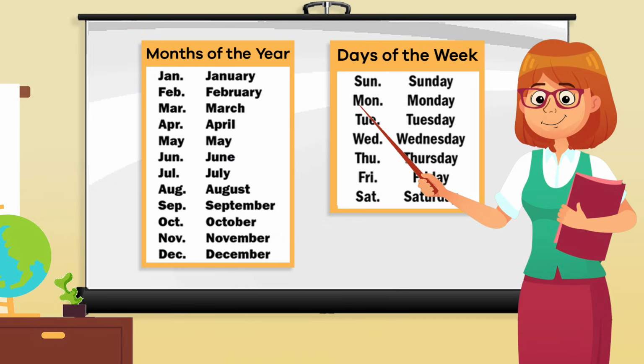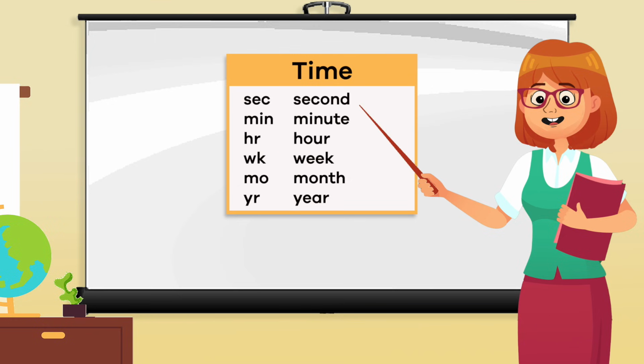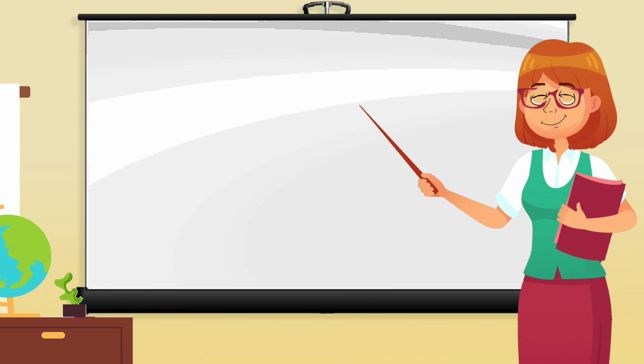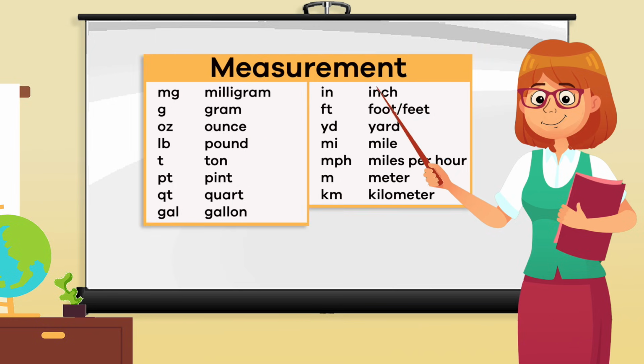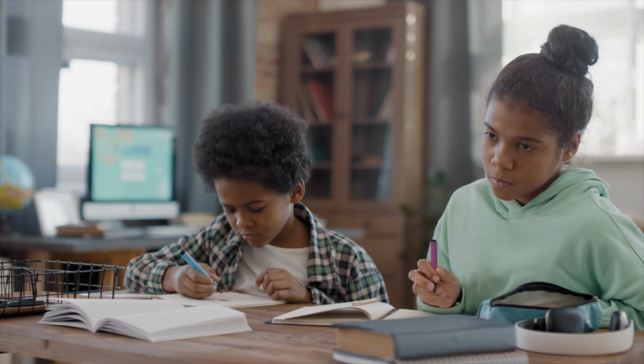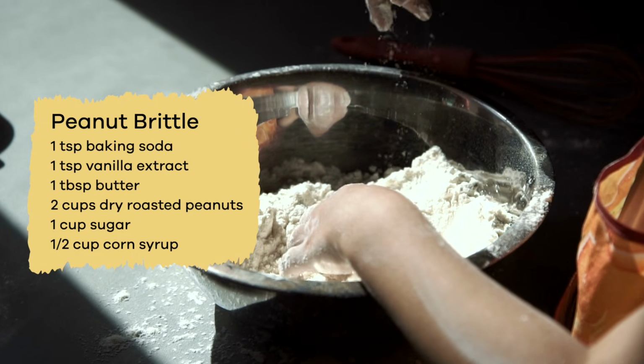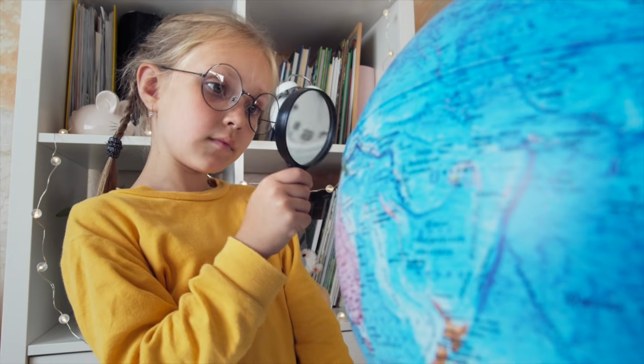Some more common abbreviations include the days of the week, months of the year, and time, and measurement. Learning these basic abbreviations can save you lots of time and help you understand things like recipes and maps.